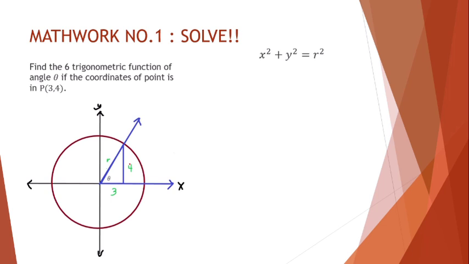So, by finding the six trigonometric functions, ang nawawala ay yung radius. Okay, so by finding radius, we have 3 squared, so ang x nyo is 3, and yung y nyo is 4. We have 9 plus 16 is equal to 25. So, find the square root of both sides of the equation. So, we have r is equal to 5.